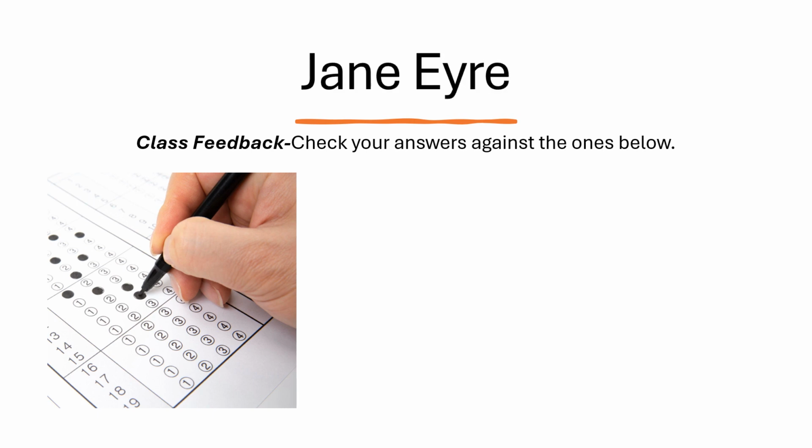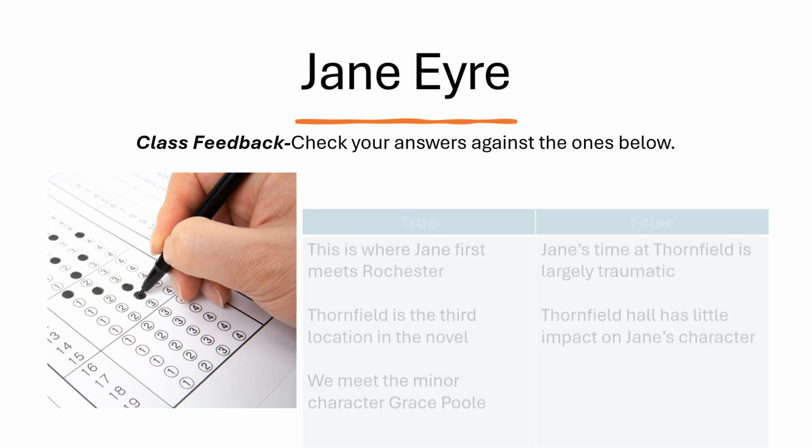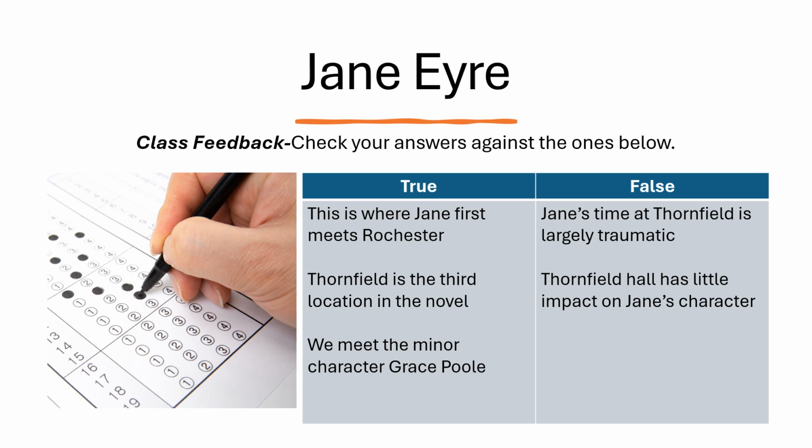Class feedback. Check your answers against the ones below. So for our true statements we have then, this is where Jane first meets Rochester. Thornfield is the third location in the novel. And the final one, we meet the minor character of Grace Poole. For the false statements then, we have Jane's time at Thornfield is largely traumatic, and Thornfield Hall has little impact on Jane's character. And we're going to explore why these things are false in the next part of the video.